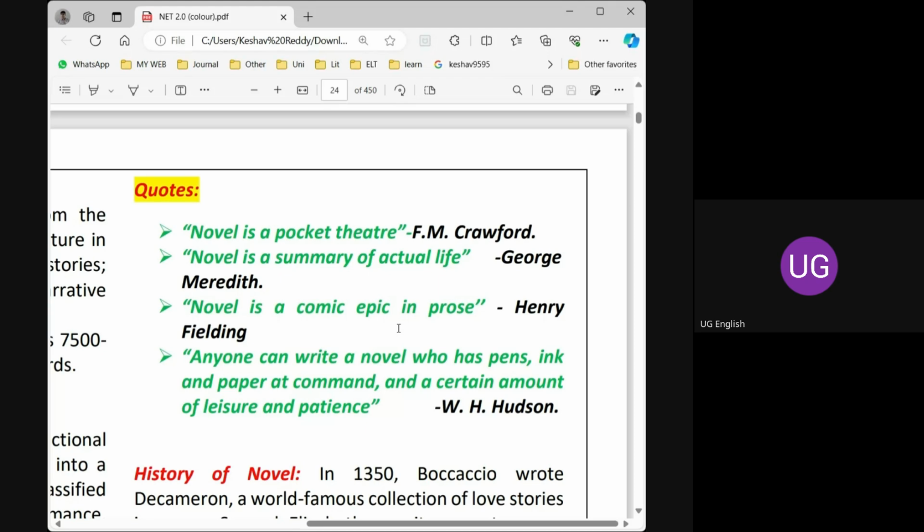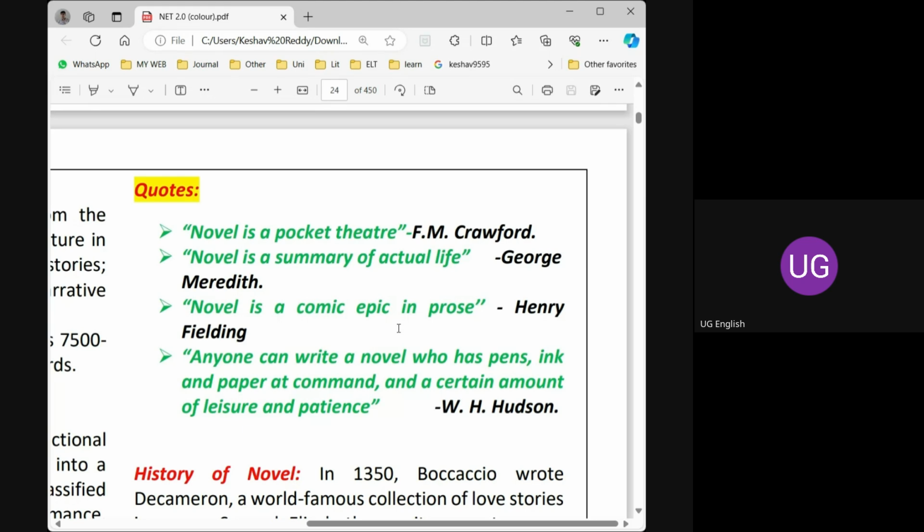So the novel is a pocket theater. We also discussed the difference between drama and a novel. Drama is intended for performance, whereas the novel is intended for reading. That is a major difference between novel and drama. And the one who defined this as a pocket theater is F. M. Crawford. Just remember the name. And the novel is a summary of actual life. It's by George Meredith. George Meredith is one of the important writers.